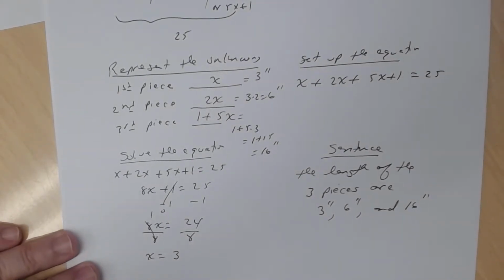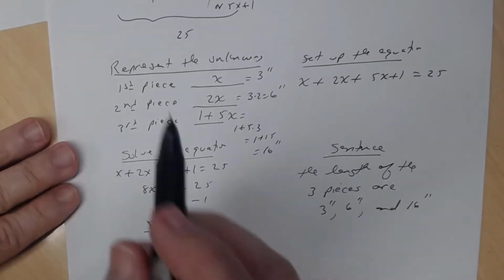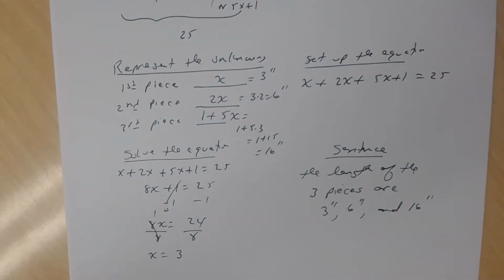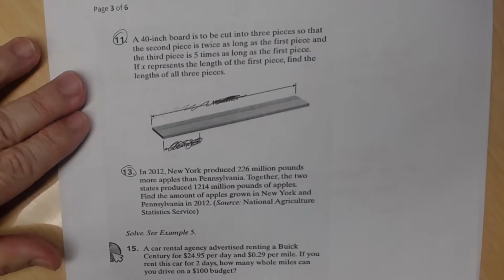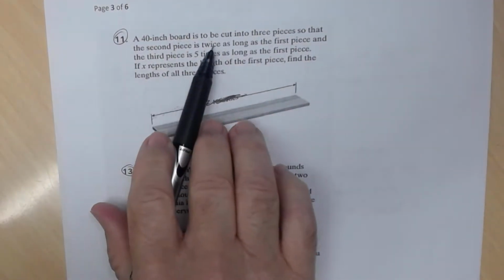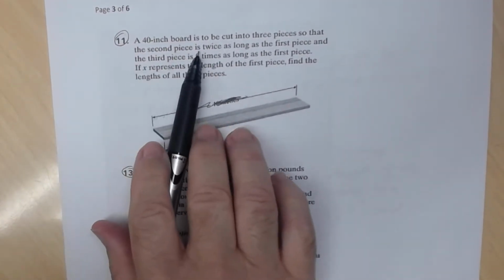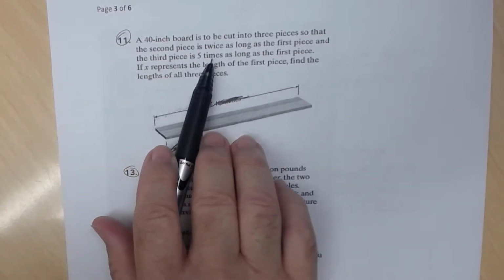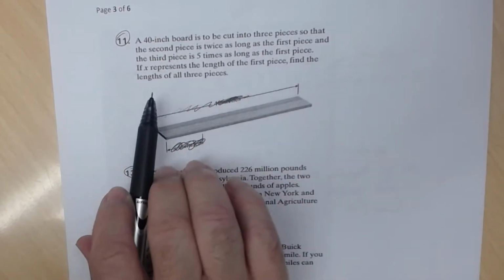Okay? All right, so that was number 9 on this sheet. Okay, so then let's look at number 11. Number 11 says this: a 40-inch board is cut into 3 pieces so that the second piece is twice as long as the first piece, and the third piece is 5 times as long as the first piece.